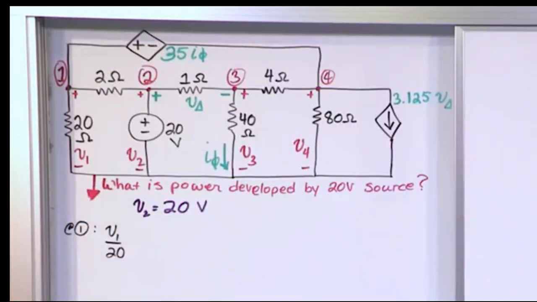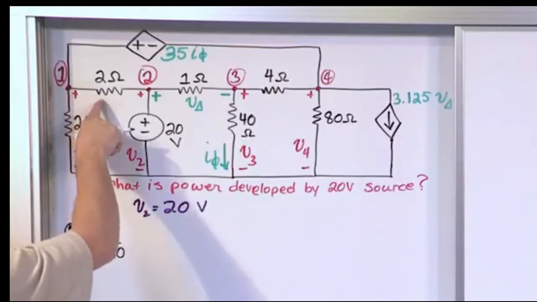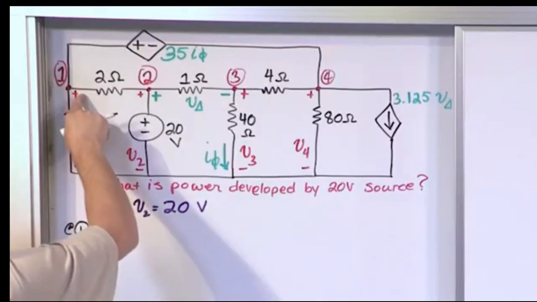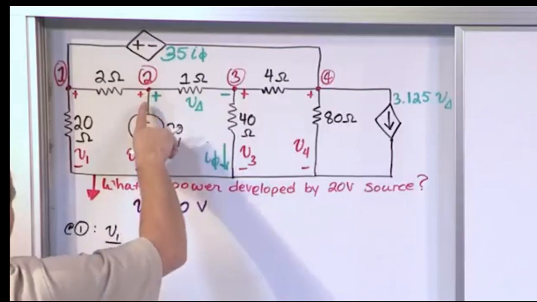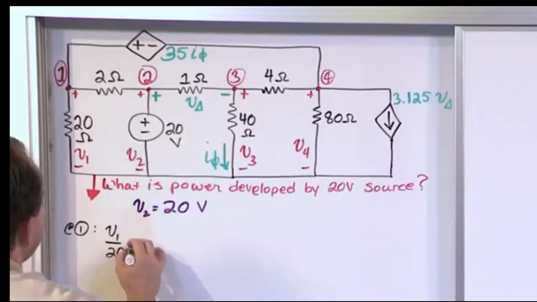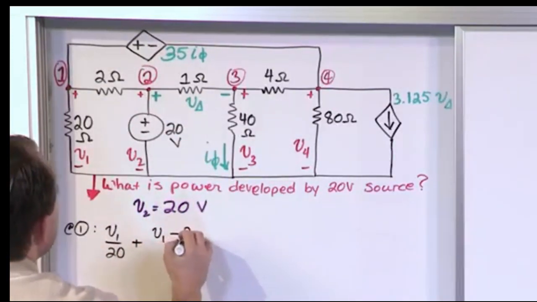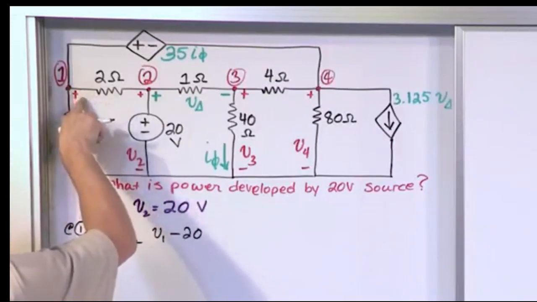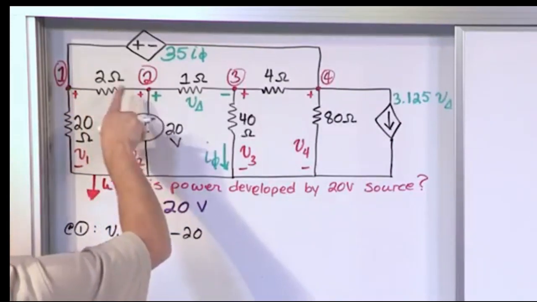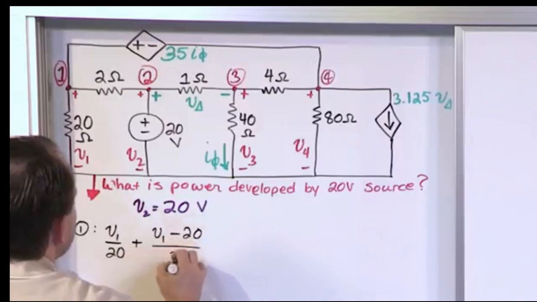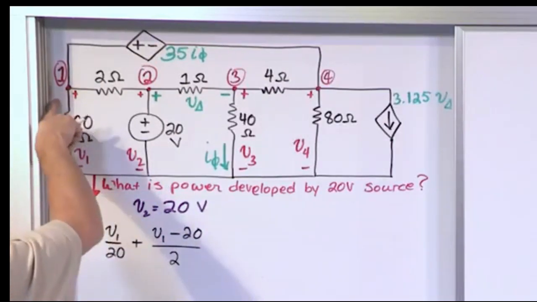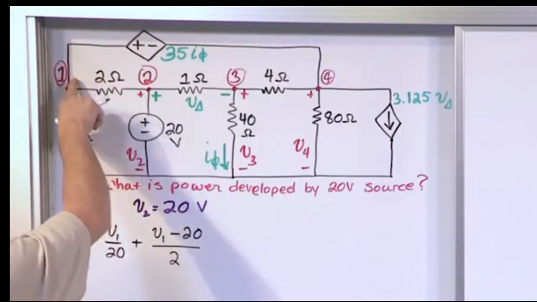All right, and then let's find the current through the 2 ohm resistor. So that's going to be V1 minus this voltage, which is V2, but we know it's 20. So what we're going to have is V1 minus 20. This gives us the voltage across this 2 ohm resistor going this way. Divide by 2, V over R. So far we're doing great. Current through here, current through here. Now let's find the current through here.